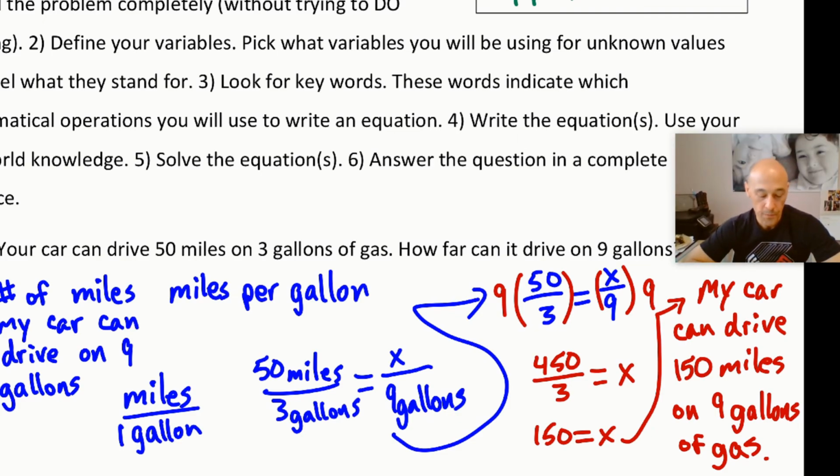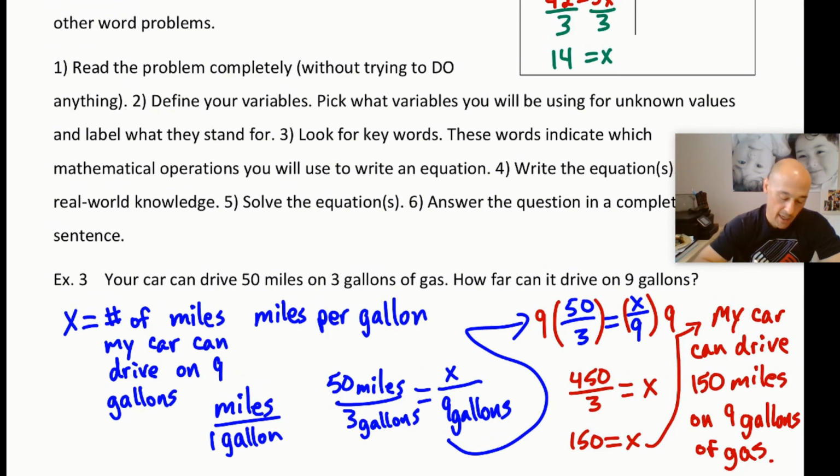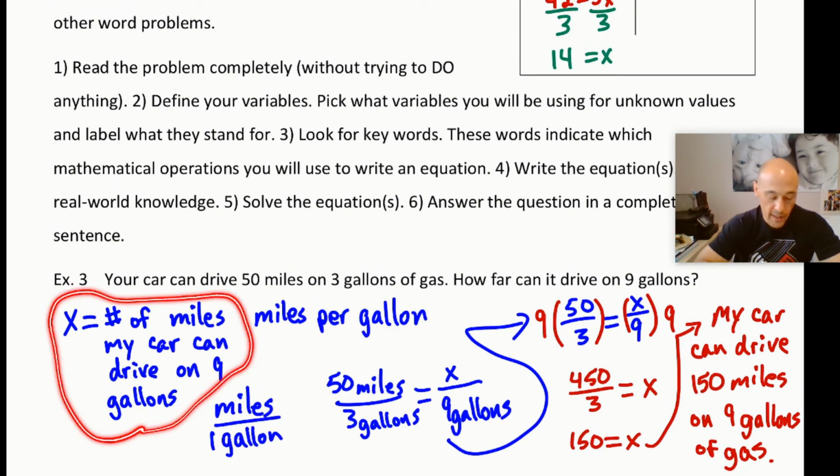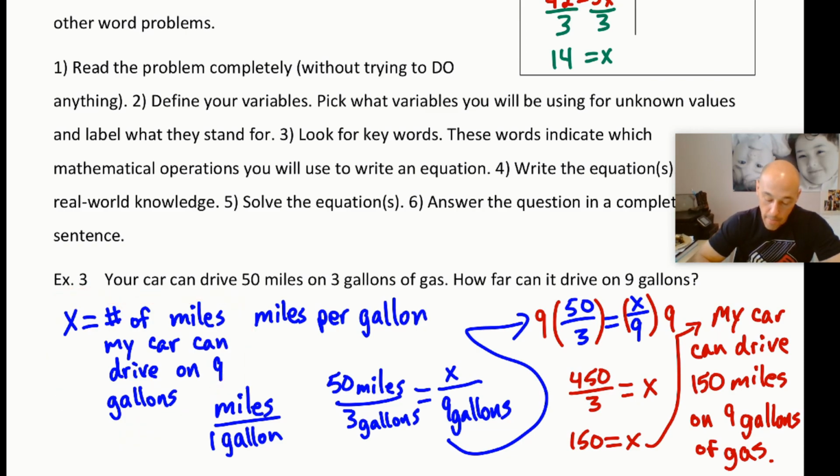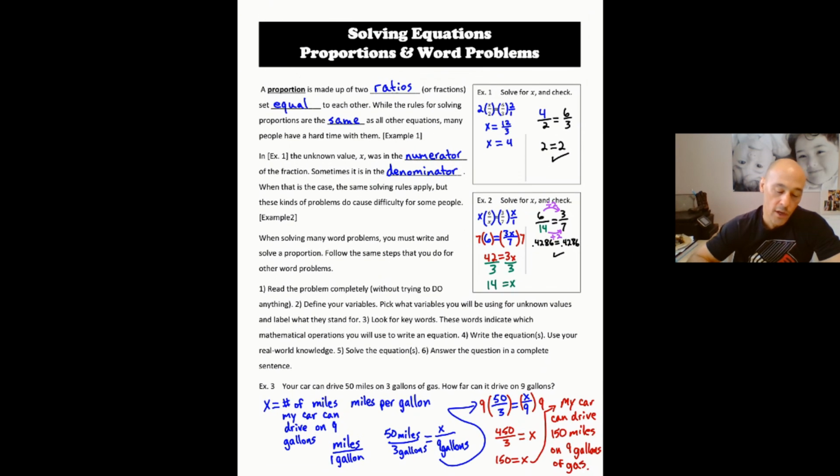So there you go. When I solved, I may have gotten here and thought, geez, I don't know what that 150 means. But if I look back to how I defined it, it is the number of miles that my car can drive on 9 gallons. So my car can drive 150 miles on 9 gallons of gas. So that is how we can use proportions to solve some linear word problems.